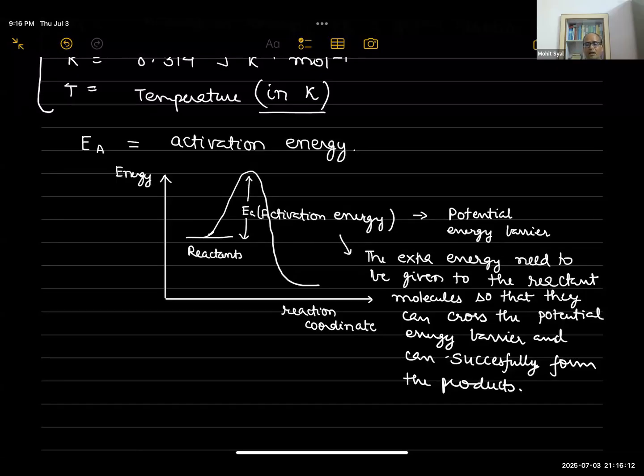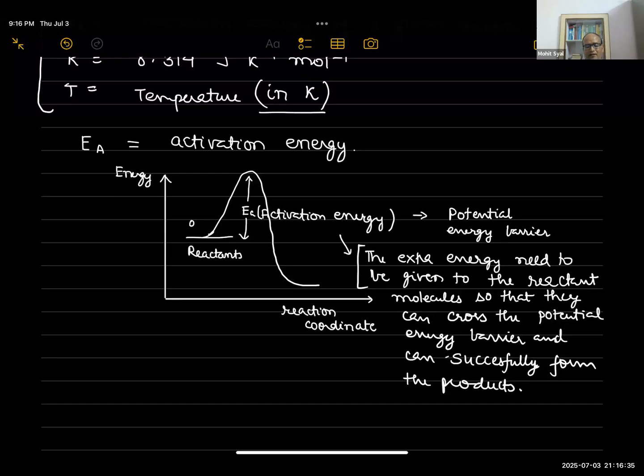So Ibrahim, can you read it out for me? Activation energy is the extra energy needed to be given to the reactant molecules so that they can cross the potential energy barrier and can successfully form the product. Yes. So extra energy needs to be given. This is known as activation energy.